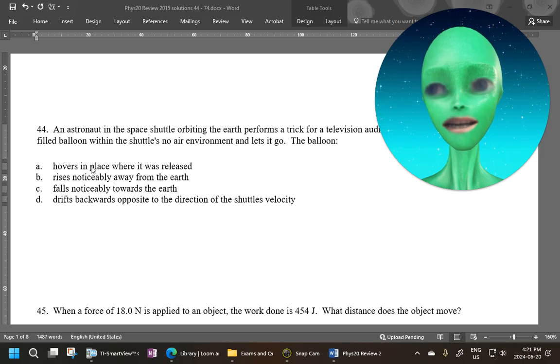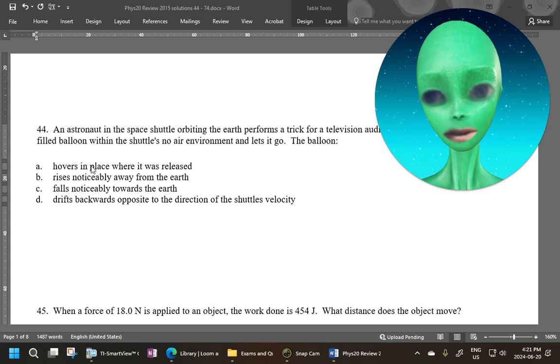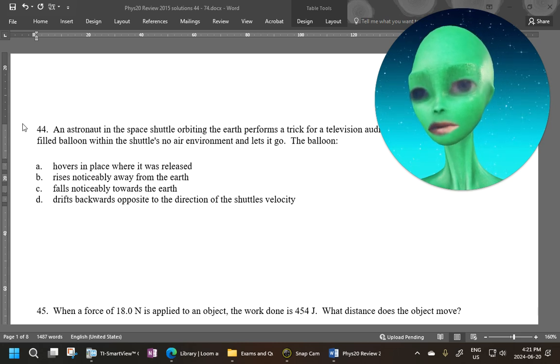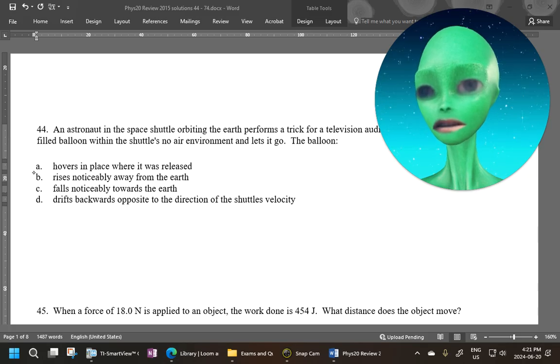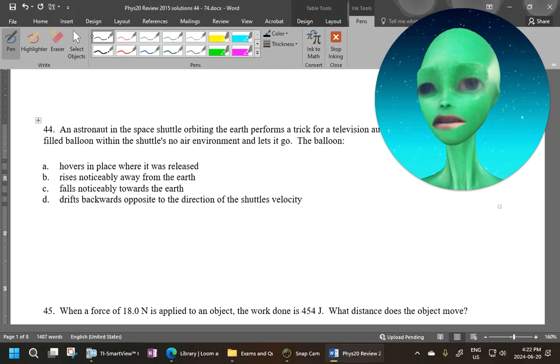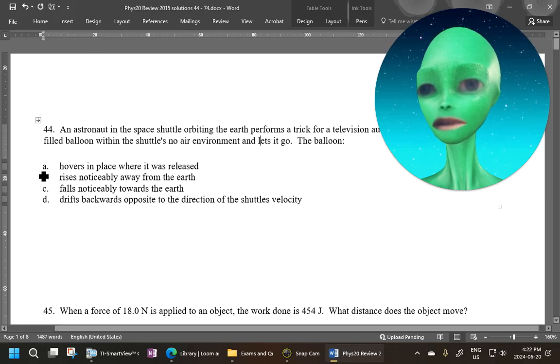It's still going to be affected by gravity. She's releasing it at the speed at which the space shuttle was going. It's orbiting, so I'm assuming it's just going to hover there when it's released. Relative to that, it's going to move around in a circle with the space shuttle. It'd be weird if it didn't. Oh, let me just get my pen in the right one here. So I think that's going to be A.